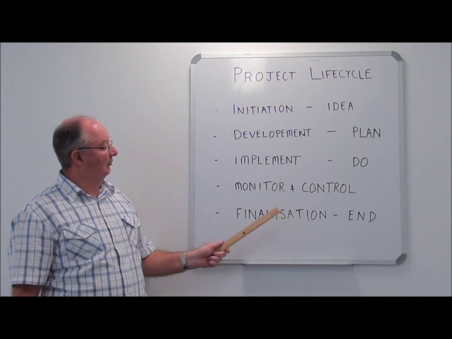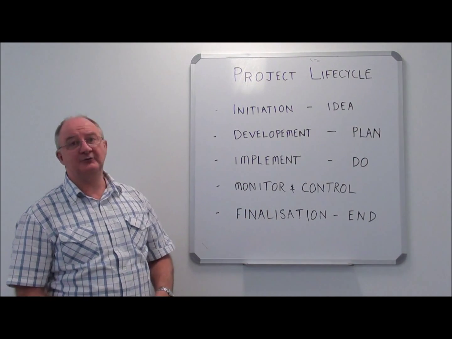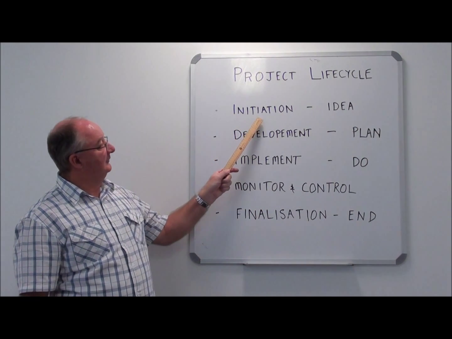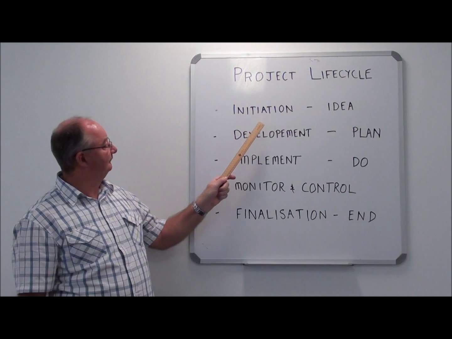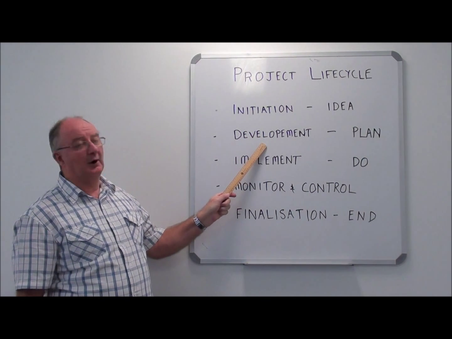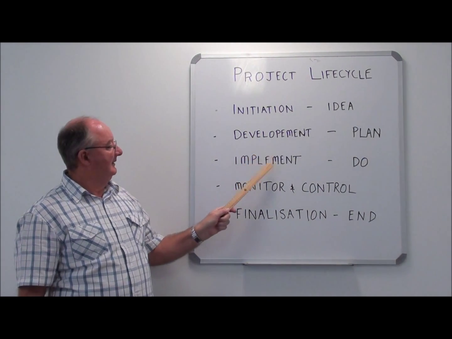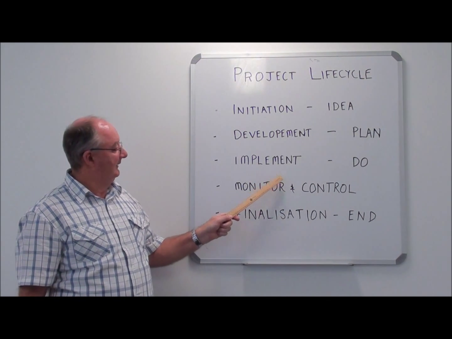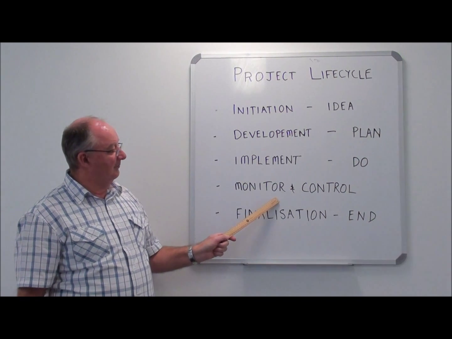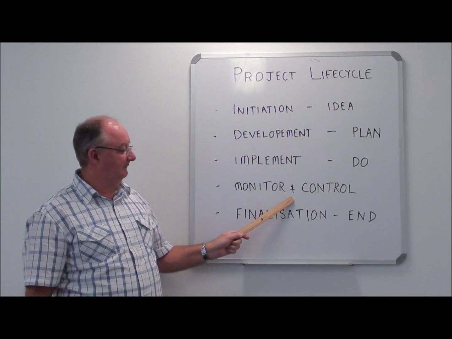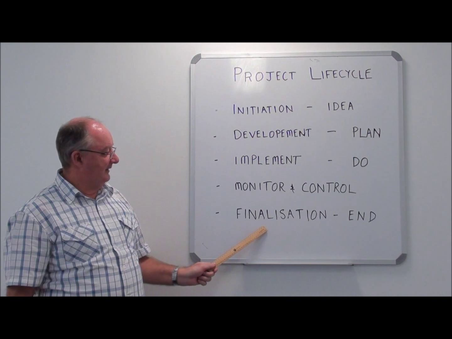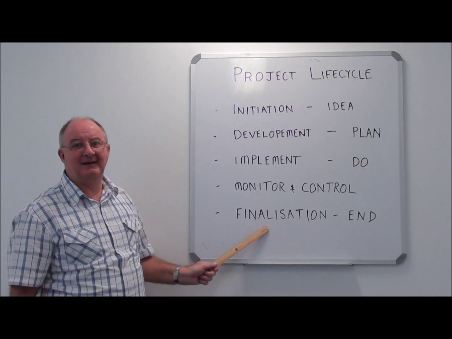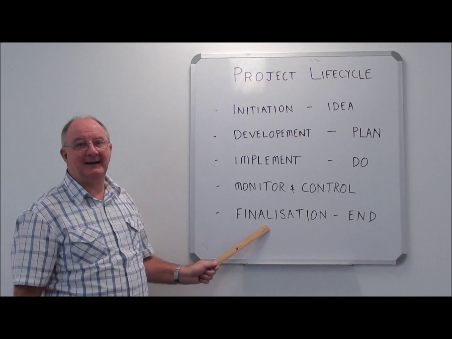So there are four or five phases in a project life cycle. We have the initiation, where we have an idea. We have the development of that idea by planning. We have the implementation of that idea by actually doing. While we're doing, we monitor and control what is happening. And at the end, we have our finalisation to say everything has been completed and accepted.